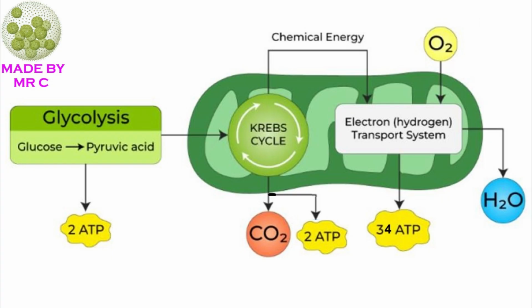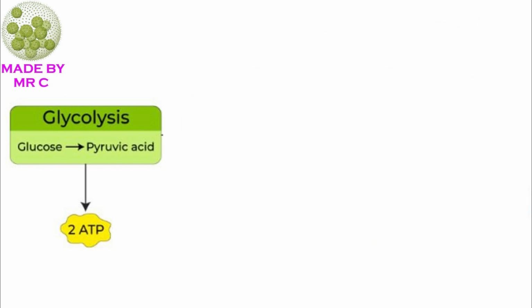Cellular respiration occurs in the cytoplasm and mitochondria of cells. Glycolysis is the first step and it occurs in the cytoplasm. Glucose is converted into 2 pyruvate molecules. This is an anaerobic process, which means it doesn't require oxygen, and it makes 2 ATP.